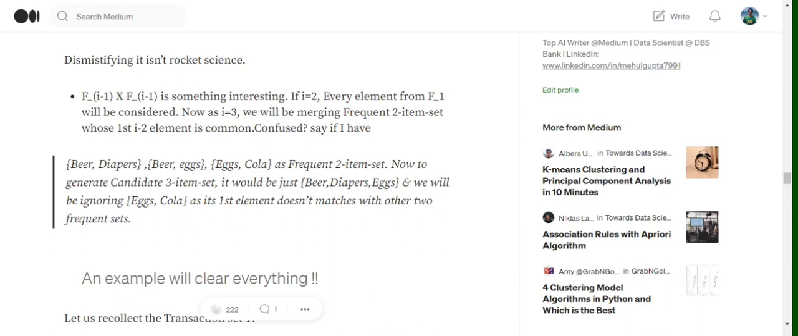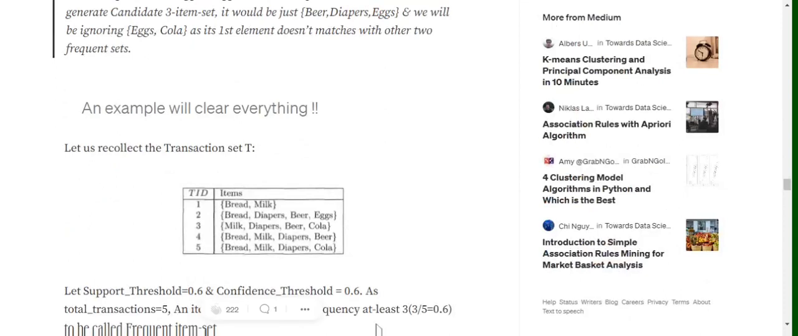It's a candidate set still, we haven't calculated the support yet. But in case of X cola, the first element is not matching with any of the groups. Hence, for the rules beer diaper cross join X cola or beer X cross join X cola, we would be rejecting these rules and we would be considering just beer diaper eggs as a candidate three item set, because for the rest of the combinations, the first element is not matching.